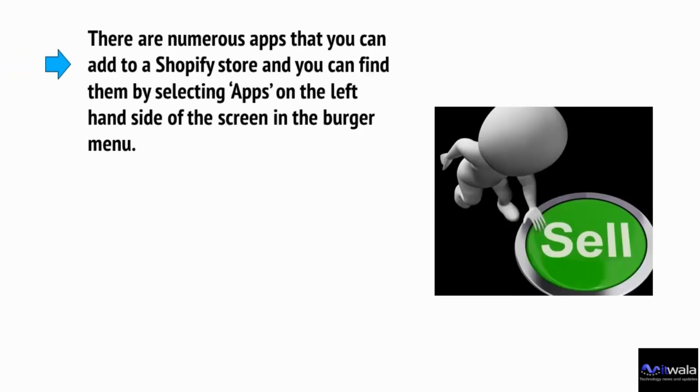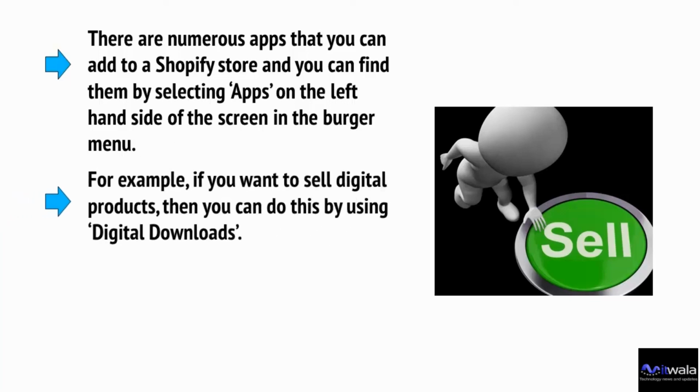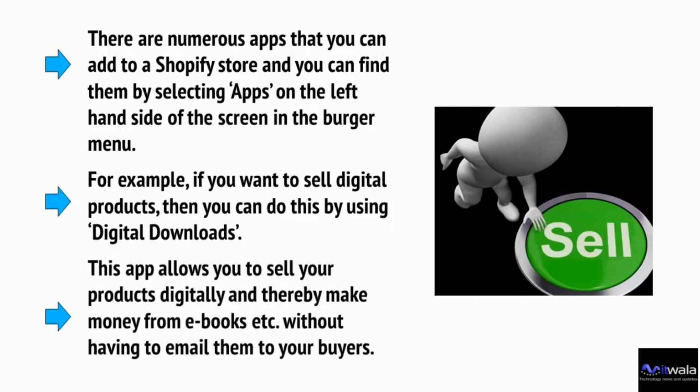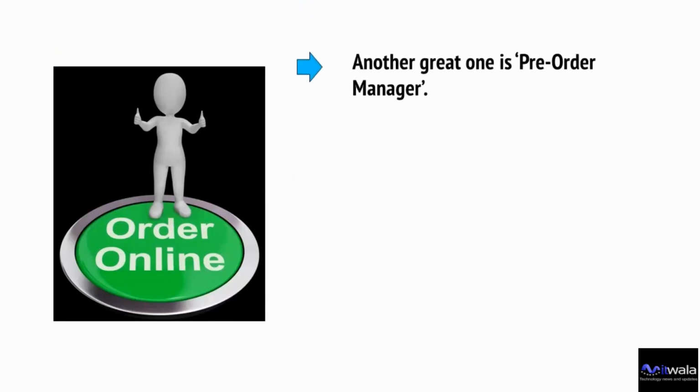If you want to add extra functionality to your site, you can start adding apps as well, which work just like WordPress plugins to enhance the features of your store. There are numerous apps that you can add to a Shopify store, and you can find them by selecting Apps on the left-hand side of the screen in the burger menu. For example, if you want to sell digital products, then you can do this by using digital downloads. This app allows you to sell your products digitally and thereby make money from ebooks, etc., without having to email them to your buyers. Another great one is Pre-Order Manager.